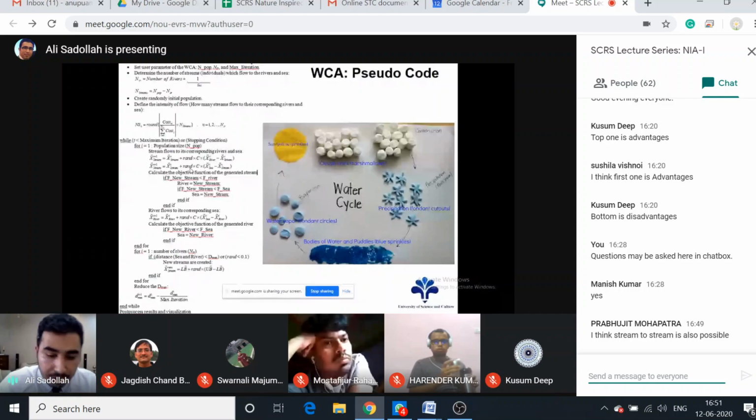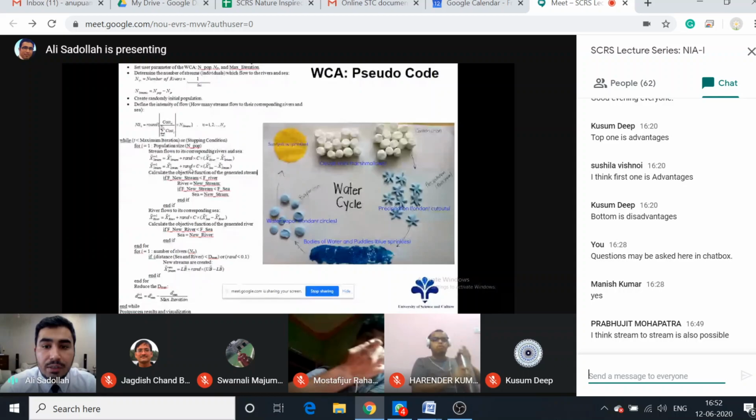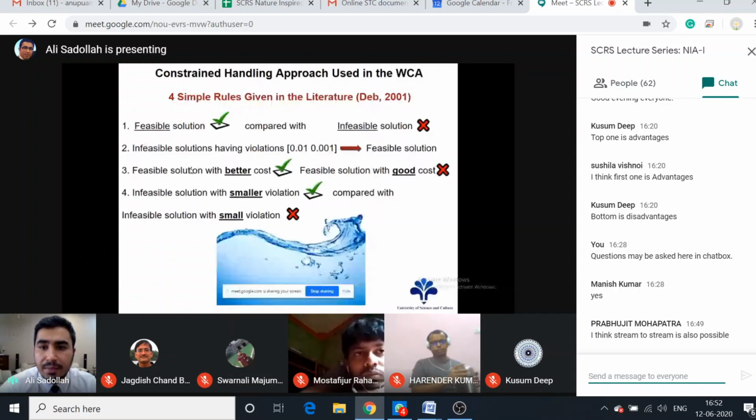So maybe this is in your mind: how can we handle constraints for the water cycle algorithm? In fact, we developed the water cycle algorithm for constrained optimization. For the constraint handling strategy, we use simple rules reported by Deb in 2001, and you can find them in the literature. The simple rules are like this: any feasible solution is better than an infeasible solution. That is for sure. If I want to, for example, select one individual in my population as the sea, for sure that solution should be feasible.